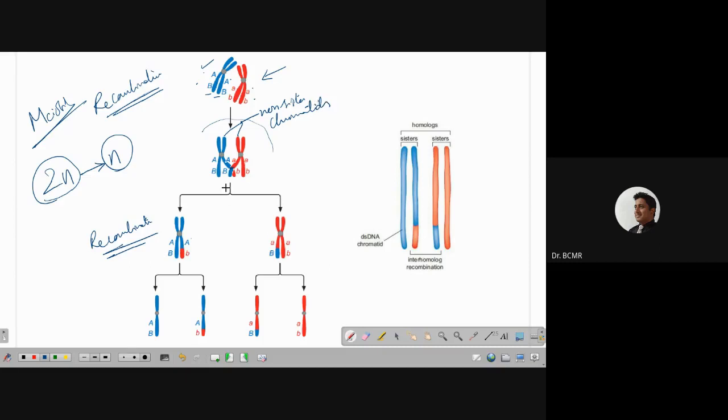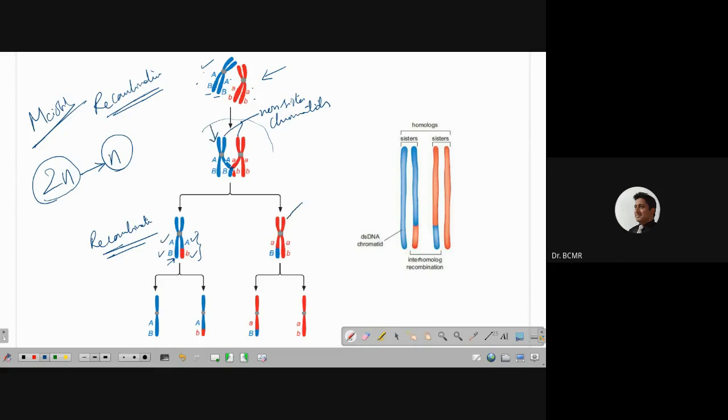Okay, and there will be exchange of DNA, and eventually what you have after meiosis 1 is capital A, capital B, capital A and small b. That is a recombinant DNA. The other sister chromatid here is not recombinant. It remained the same way as it was in this case.